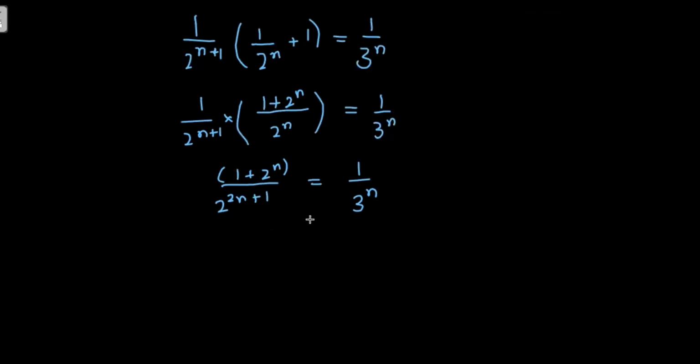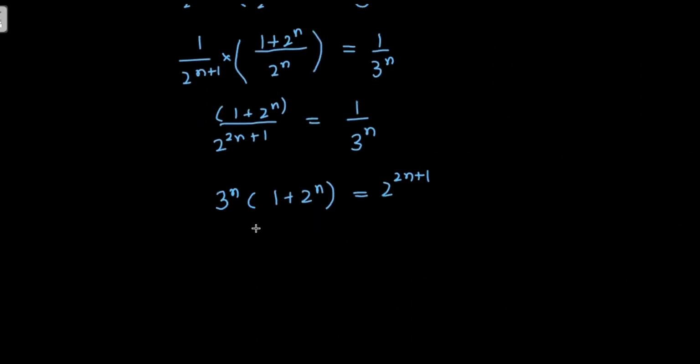Now we shift the value 3 power n from the right side to the left side. Now that value becomes 3 power n into (1 plus 2 power n), that's equal to 2 power (2n plus 1). Now n is greater than or equal to 1. Therefore, the 3 power n value will be a multiple of 3, and these are odd values.